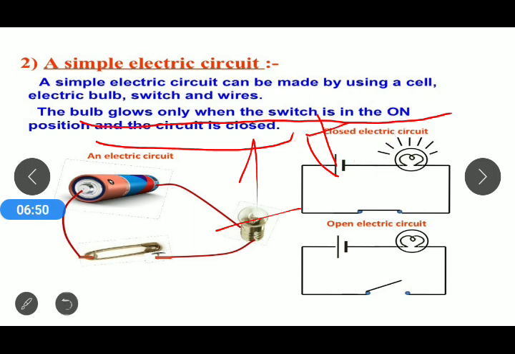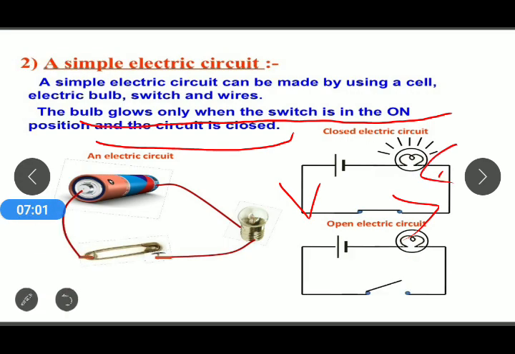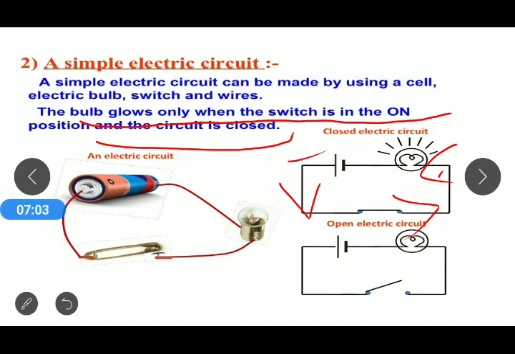How are we able to show that the electric current is flowing in an electrical circuit? The simplest way to represent that, conventionally, is that the electric current always flows from the positive to the negative terminal. This is your positive and this is your negative terminal. So the current will flow like this, and in that condition it is called a closed electrical circuit.